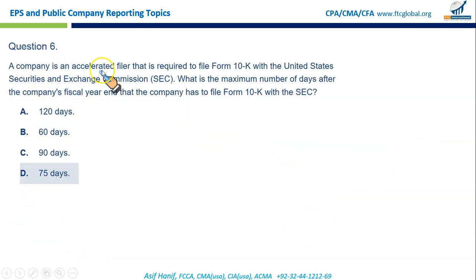A company is an accelerated filer that is required to file Form 10-K with the United States Securities and Exchange Commission. What is the maximum number of days after the company's fiscal year end that the company has to file Form 10-K with the SEC? This is straight from the textbook. Your textbook says that a deadline of 75 days is available for filing of Form 10-K for accelerated filers. So look no further. D is the answer.